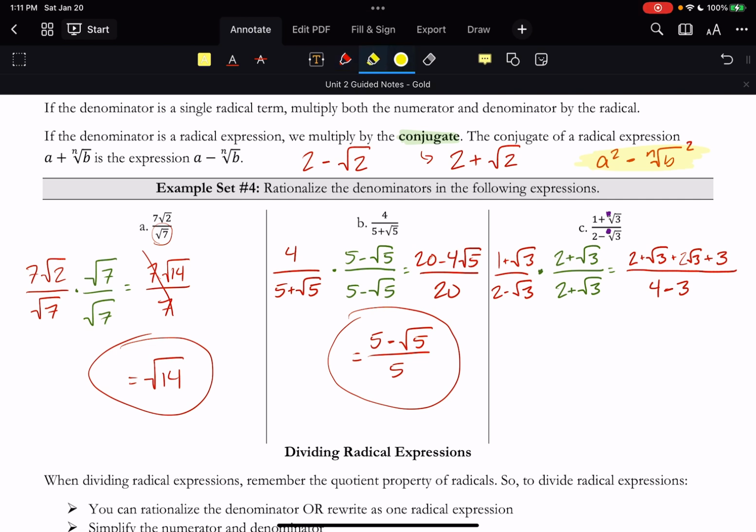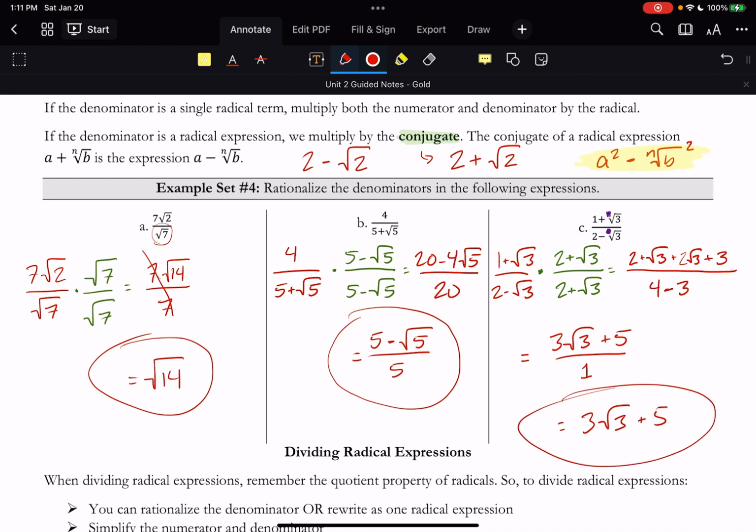So in my numerator, I now see that I have some like terms that I can combine. So I have 2 plus 3 is 5. And then radical 3 plus 2 times the square root of 3 gets me 3 radical 3. So I have 3 times the square root of 3 plus 5, divided by 4 minus 3, which in this case is 1. And dividing by 1, we know gets us our original answer. So my final solution, 3 times the square root of 3 plus 5, in simplest radical form.